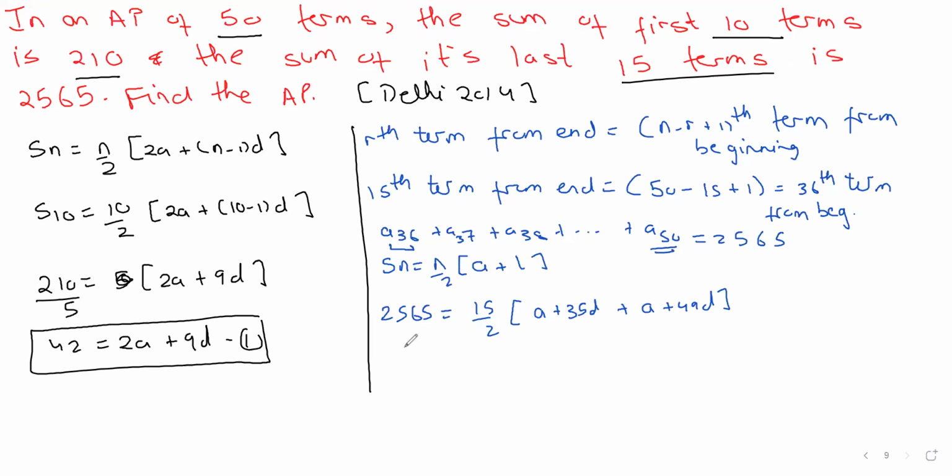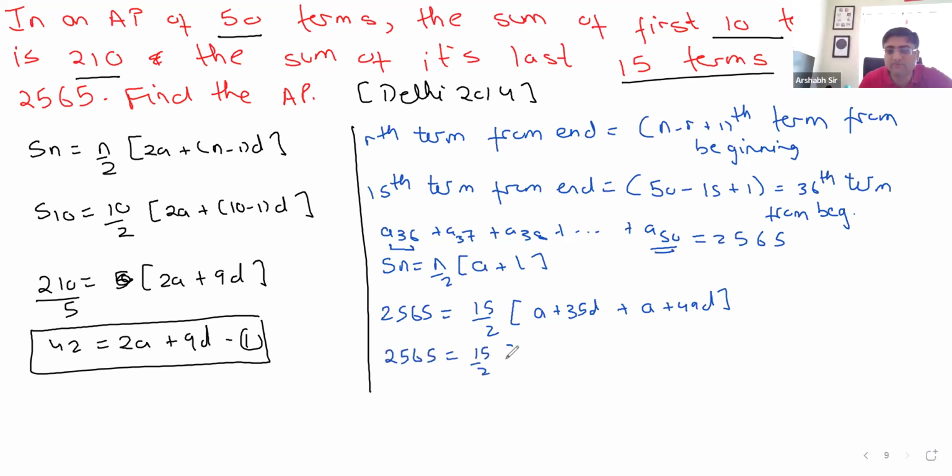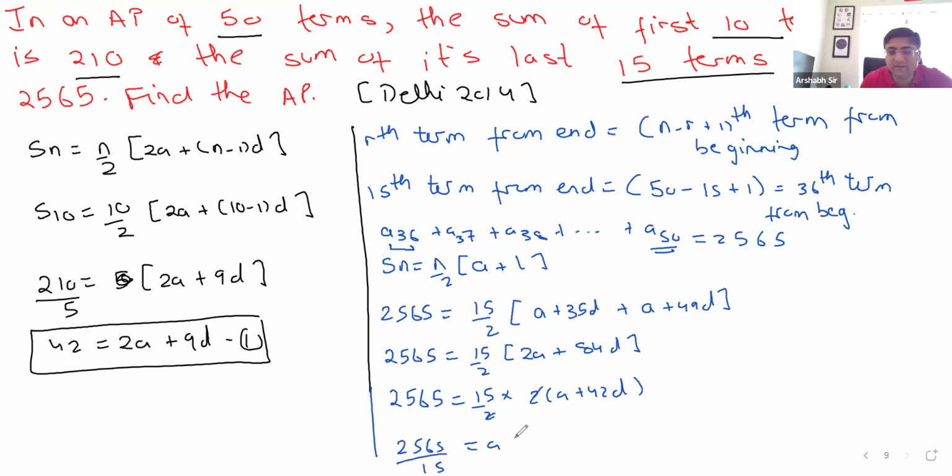Yes, sir. So 2565 is 15 by 2 into 2a plus 84d, right? From here I will take 2 common. So we have 2565 is 15 by 2 into, take 2 common, a plus 42d. 2 and 2 cancel. So 2565 divided by 15 is a plus 42d. How many times will this go? 2565 divided by 15.